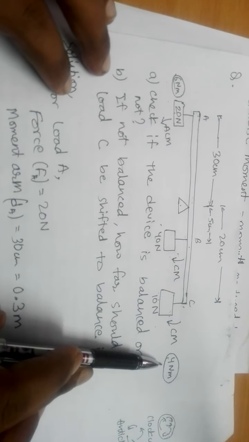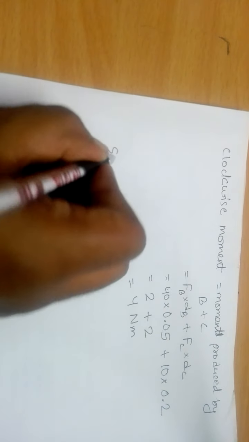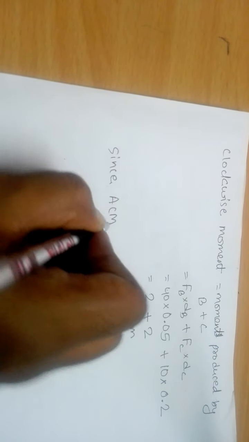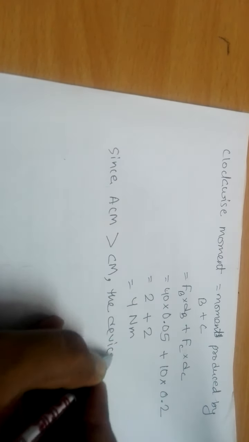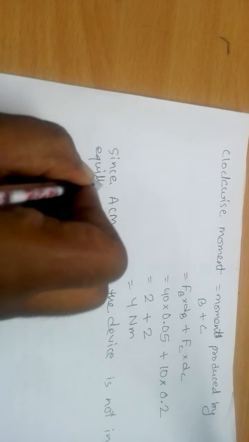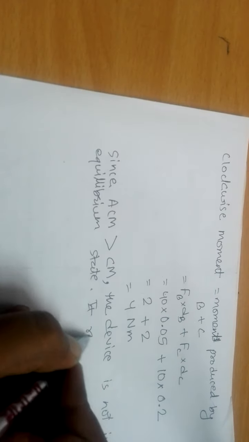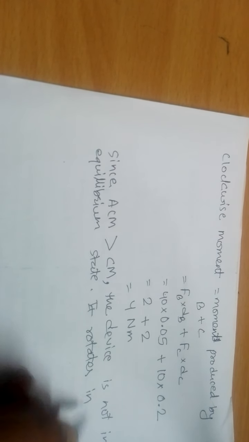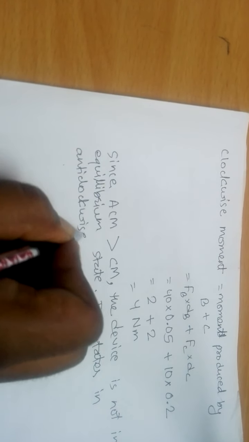Now you can easily see that anti-clockwise moment is more than clockwise moment. So this device will turn in anti-clockwise direction. It is not in equilibrium. So to give the conclusion, since anti-clockwise moment is larger than clockwise moment, the device is not in equilibrium state. It rotates in anti-clockwise direction.